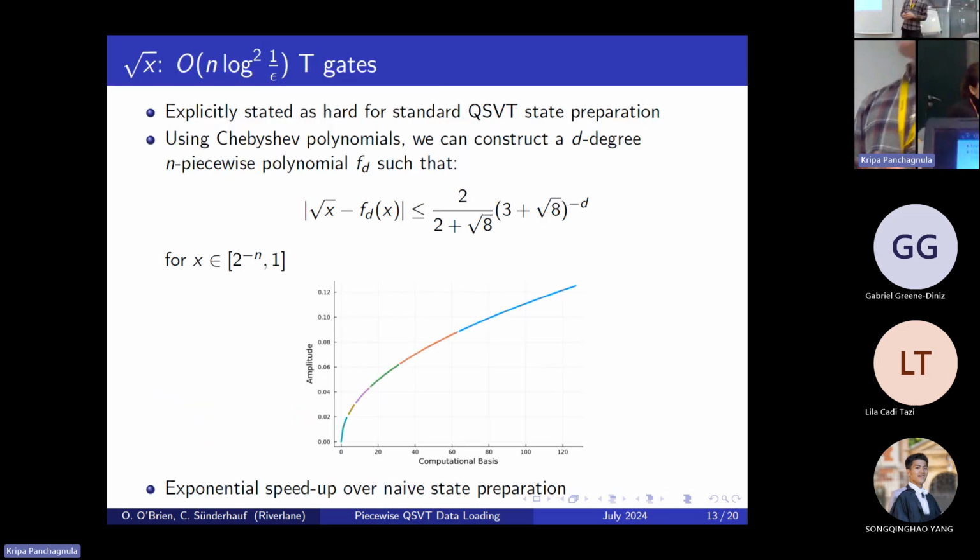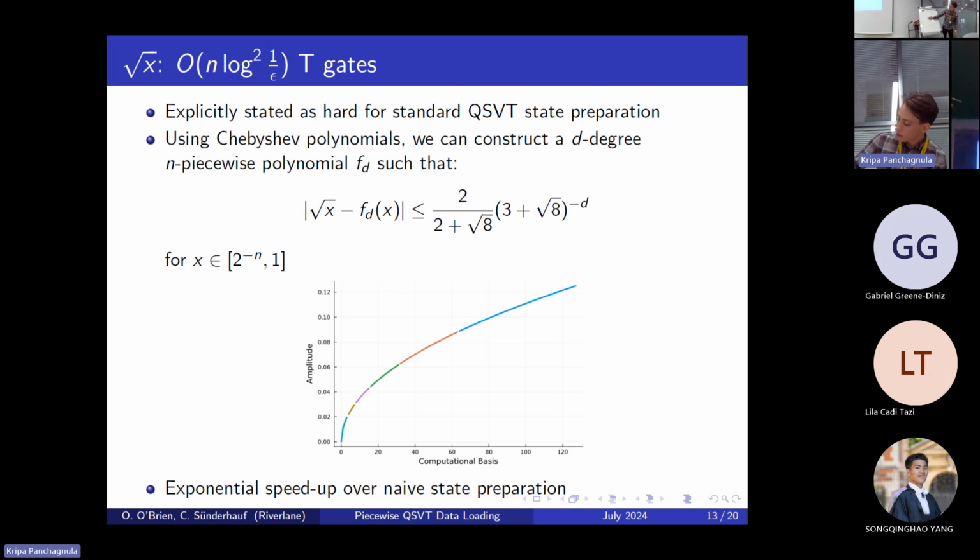So the first one is, this is the graph from before with the amplitudes, and the different colors show the different polynomials fitted onto this. If I wanted to load square root x using the original method of a single polynomial, it's explicitly stated in the original paper that this is hard, because I can't find a single polynomial that's arbitrarily good as you approach 0 because of the singularity. But what we find is that you can do this if you have a piecewise polynomial. So square root x looks something like that, and I can't find a single polynomial that goes all the way up to 0.